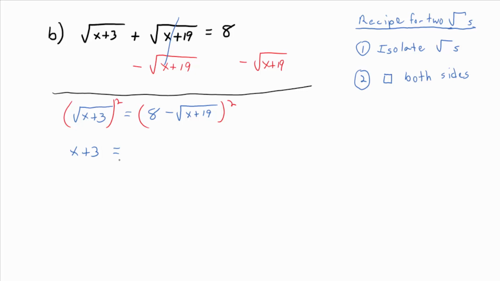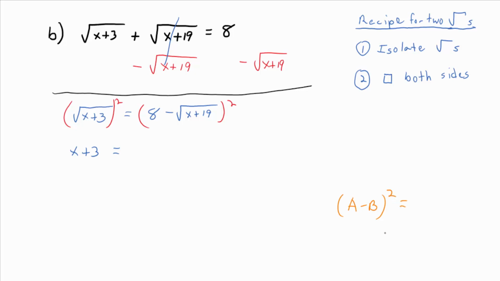Okay, I need you to understand what you're doing here. You're squaring a binomial-like quantity. It's not quite a binomial because you can't have a square root around an x for it to be a binomial. But it has 2 terms in it, right? 8 and then the negative square root of x plus 19. Those are 2 terms that you're squaring. So this is kind of like that formula, a minus b quantity squared.